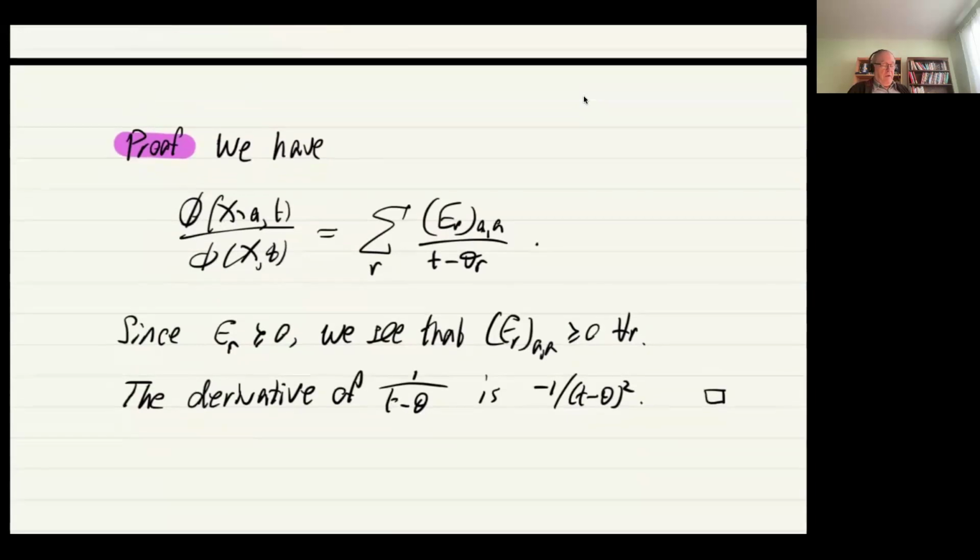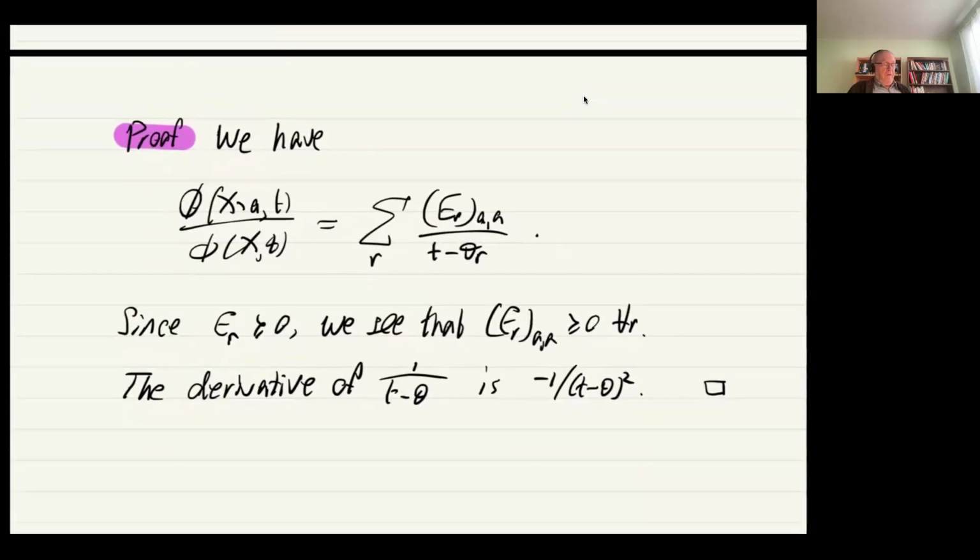Now, to prove that statement about the derivative, it's actually fairly simple. The real point is the derivative of 1 over x minus theta. The derivative of this is negative everywhere it's defined. And that's an exercise in your first calculus course. Now, we have that our rational function has this expansion in terms of the spectrum coming from the spectral decomposition. So we have a sum. We have a linear combination of things of the form 1 over t minus theta r.